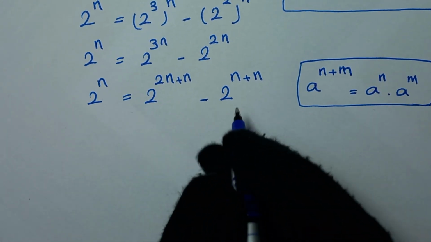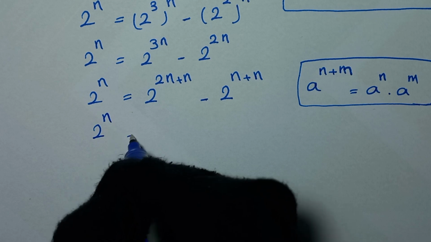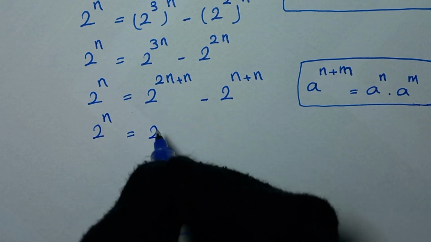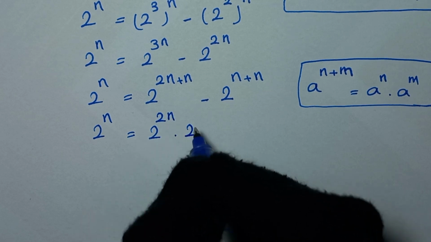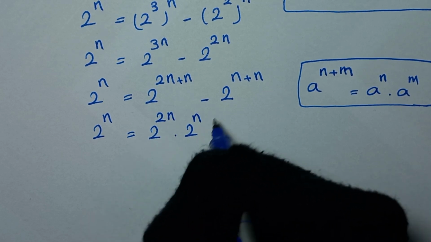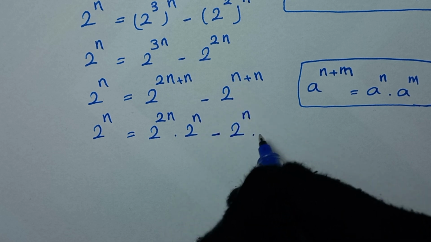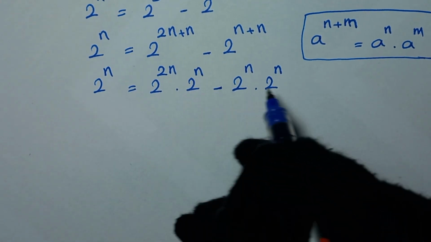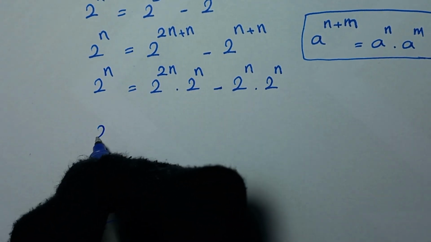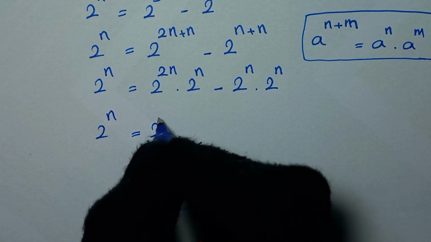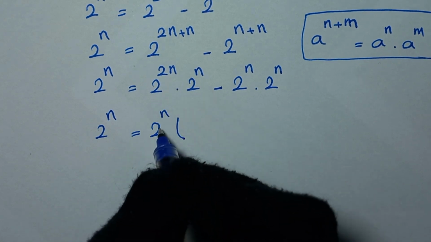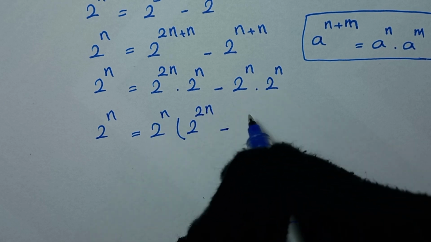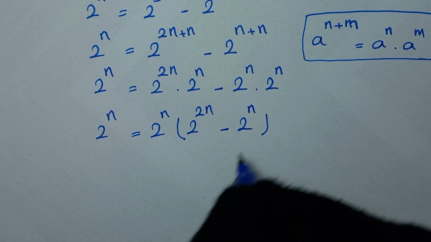So in here, we can write this as 2 to the power of n is equal to 2 to the power of 2n plus n. We can write this as 2 to the power of 2n times 2 to the power of n, right? And minus, in here, 2 to the power of n times 2 to the power of n. And in next step, 2 to the power of n is common, so you factor 2 to the power of n, and it will be 2 to the power of n. This divided by this, it will be 2 to the power of 2n, minus this divided by this, it will be 2 to the power of n.